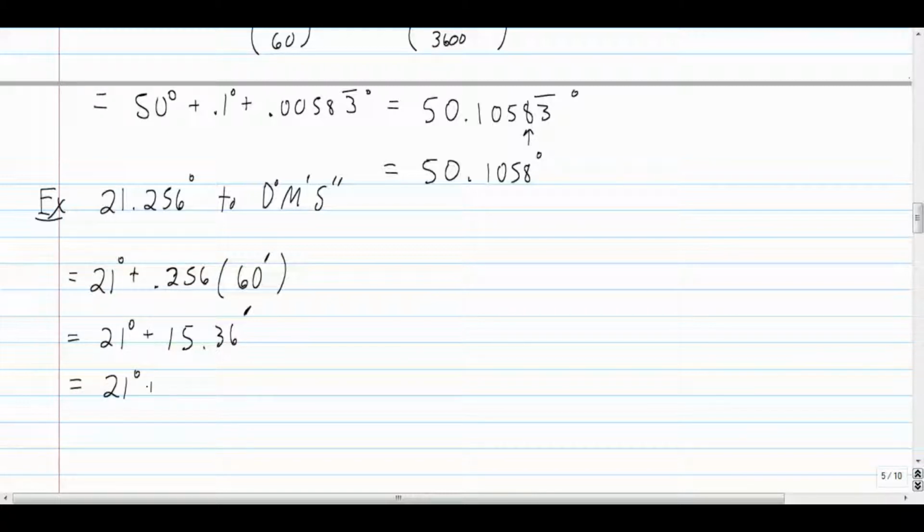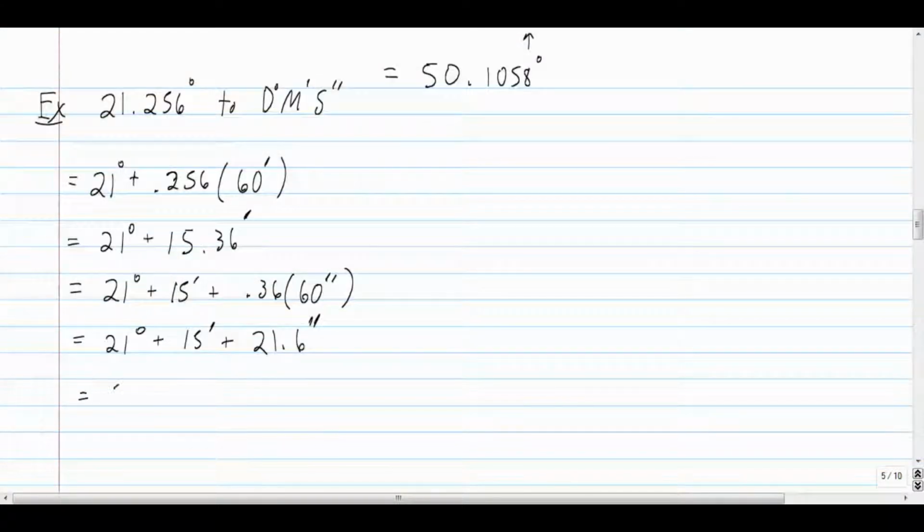So this is 21 degrees plus 15 minutes plus, we're going to take this decimal part that is minutes, and we're going to convert it over to seconds. The way we do that is multiply that times 60 seconds. That's going to give us how many seconds we have in the 0.36 part. So this is 21 degrees plus 15 minutes plus 21.6 seconds. Now, we want a whole number. So you need to round that to the nearest second. So that's 21 degrees, 15 minutes, 22 seconds. I dropped all the plus signs and I wrote it in the format that it needs to be in.